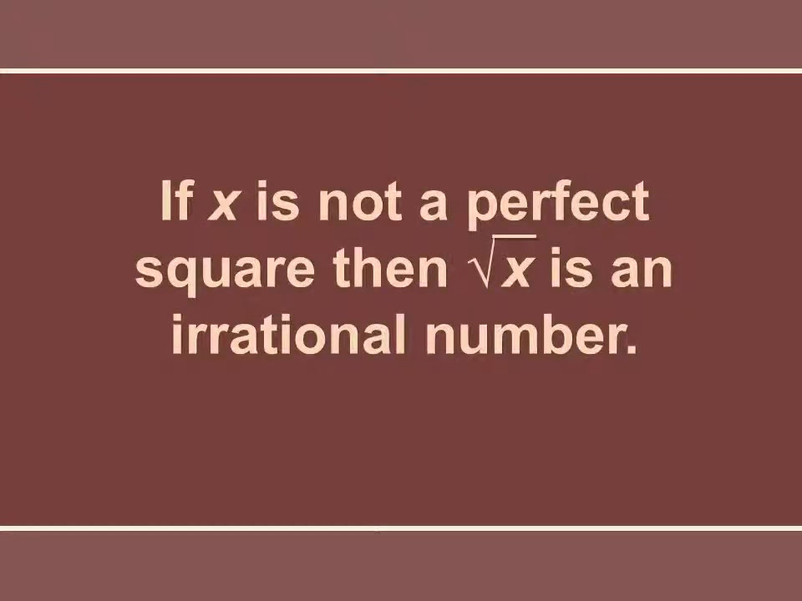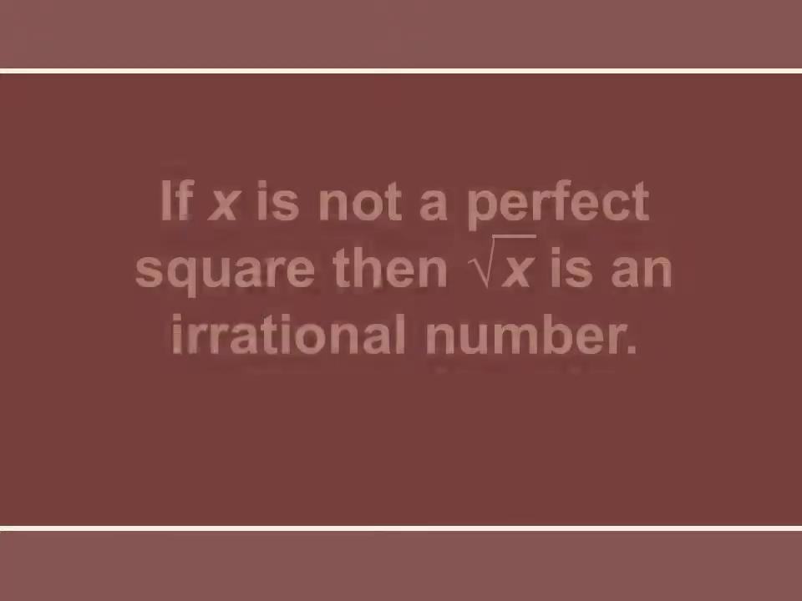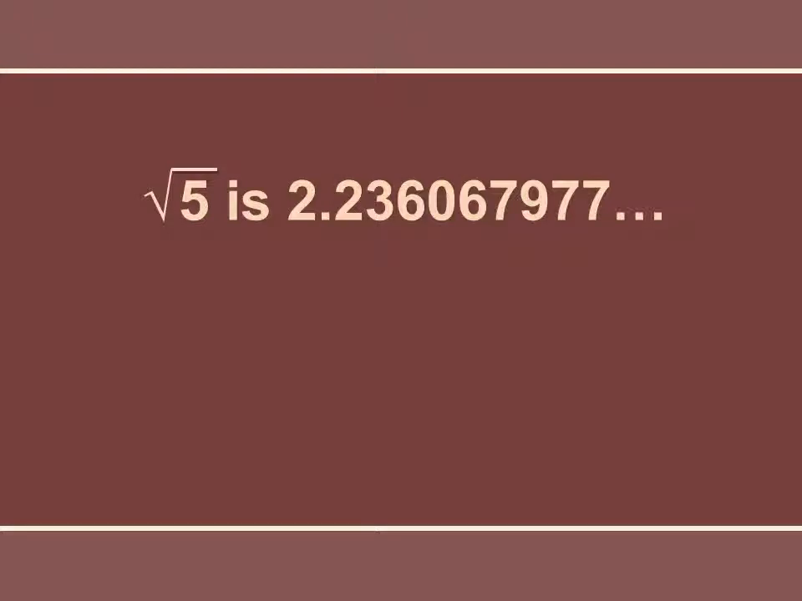So what if x is not a perfect square? Then that means that the square root of x is an irrational number. For example, the square root of 5. If we were to put the square root of 5 in our calculator, it would give us a decimal, 2.2360, and so on and so on. It's an approximate number. It's not actually the exact number. It's just an approximation.